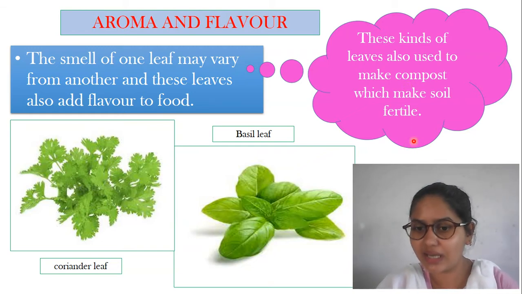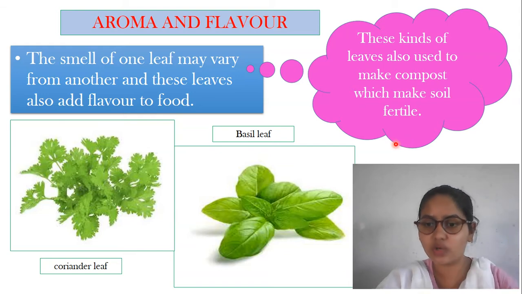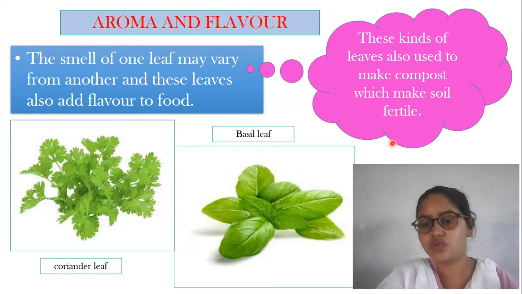So you can see that only one plant gives us so many things. They give us air to breathe. They give us vegetable food, flavor to our food. Not only that, they give us medicine, wood, and fibers. And they are not giving only one living being one thing. They are giving so many animals, insects, and birds a place to live, right?